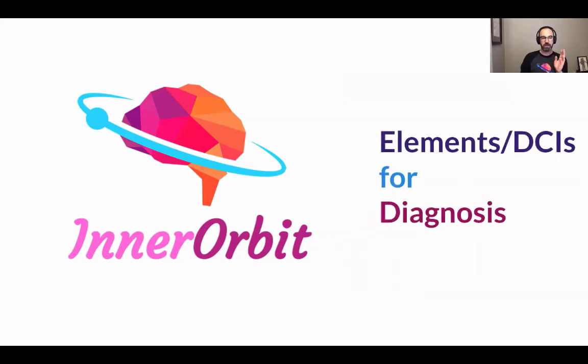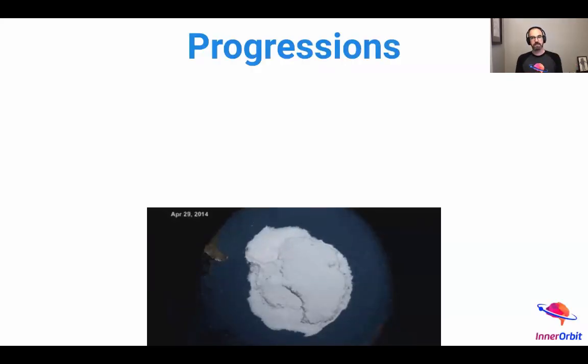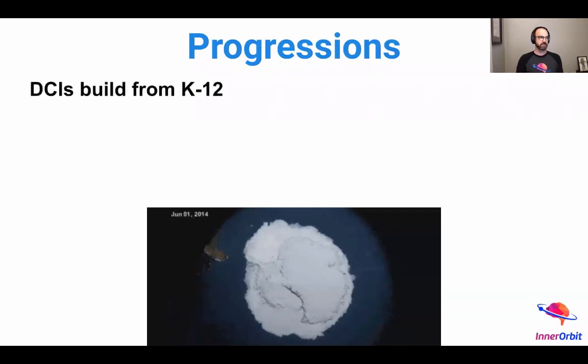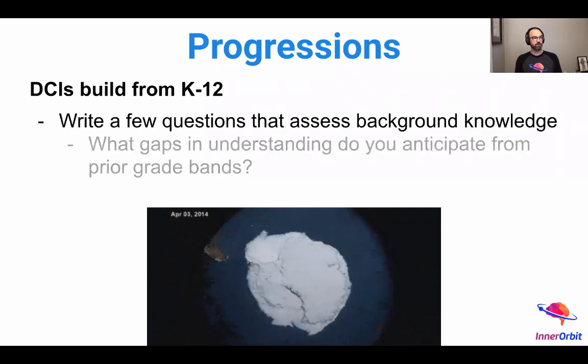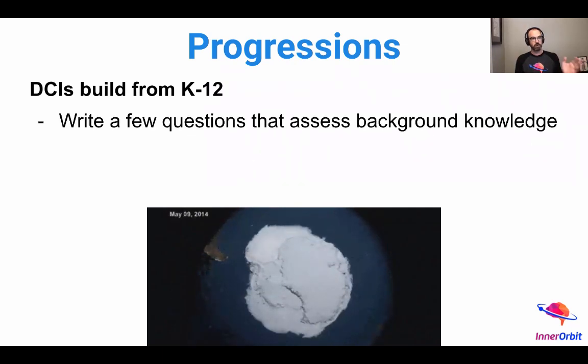So first, we're going to talk about elements and DCIs for diagnosis. In the appendices for the NGSS, the K-12 progressions are incredibly helpful. They go over DCIs building from K through 12. We recommend that in the very beginning of a unit, of a lesson, whatever it is, that you write a few questions that access background knowledge.